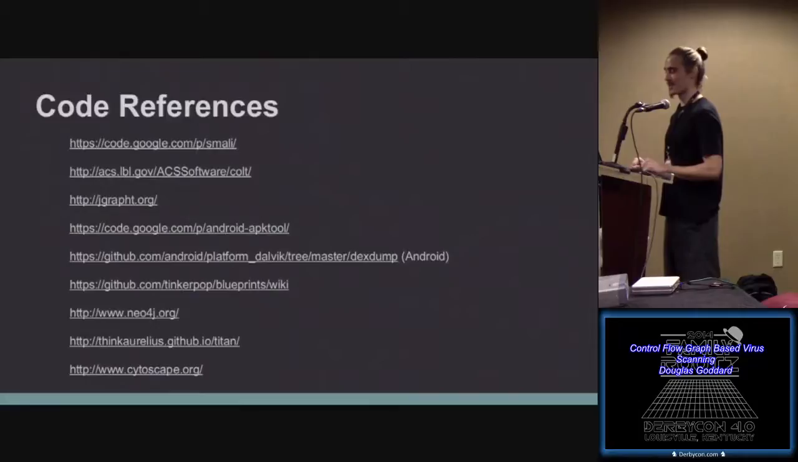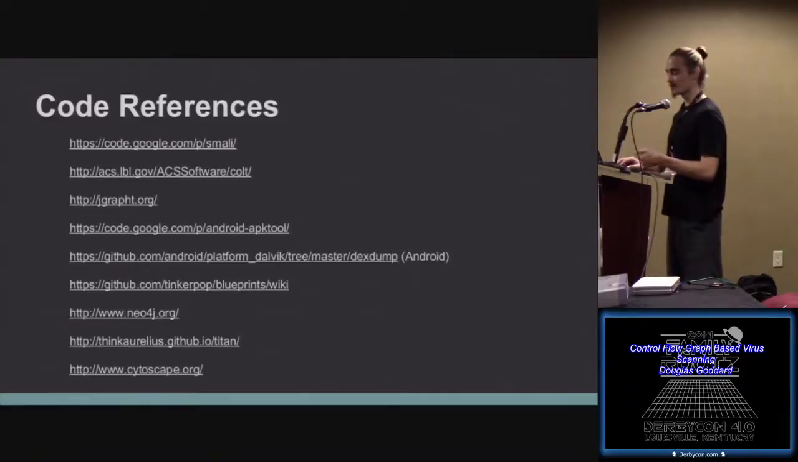Code references: the Smalley library was really helpful in this. CERN Colt is the linear algebra library. JGraphT has the bipartite matching code in it. Tools I mentioned: APK tool, DexDump. DexDump is just bundled with Android, so I linked to the source code.